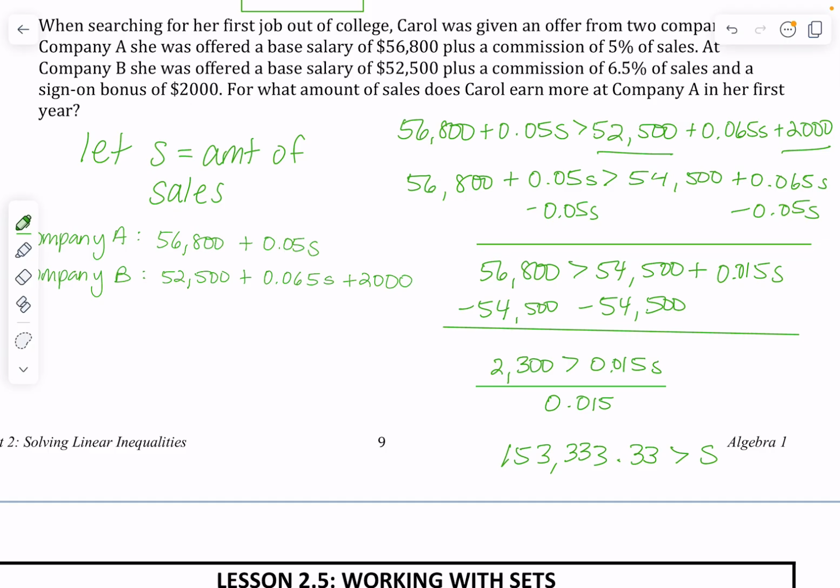Well, S represents the amount of sales. And the question is saying, for what amount of sales does Carol earn more at Company A in her first year? So Carol earns more at Company A if her sales are less than $153,333.33.